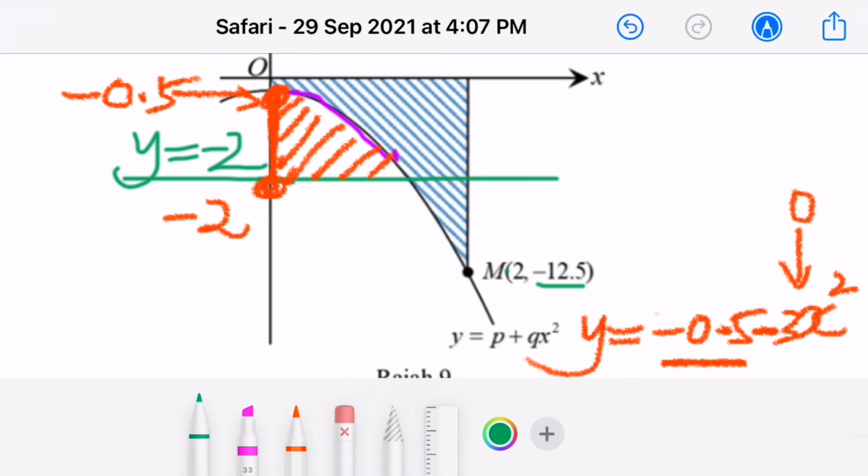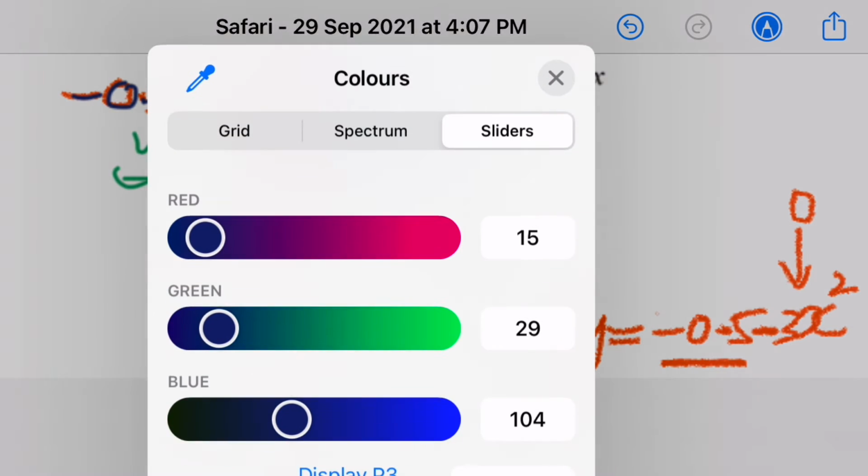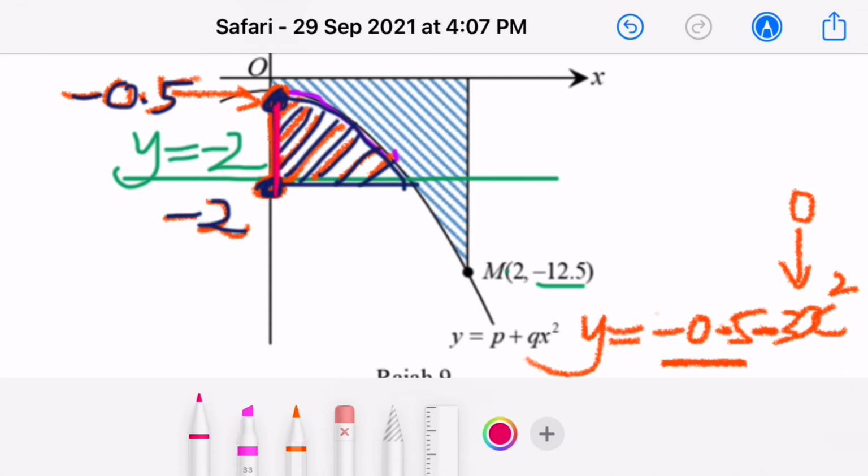Alright, so we have found the boundary, which is from negative 2 to negative 0.5, because negative 2 is lower. Okay, we are going to highlight this region, and based on this region, we will find the volume generated. Because it's bounded by the y-axis, it will be something like this. This is the shape. If you want to sketch out the shape of the volume, it will be something like this, right? So we are going to find the volume of the shape like this.